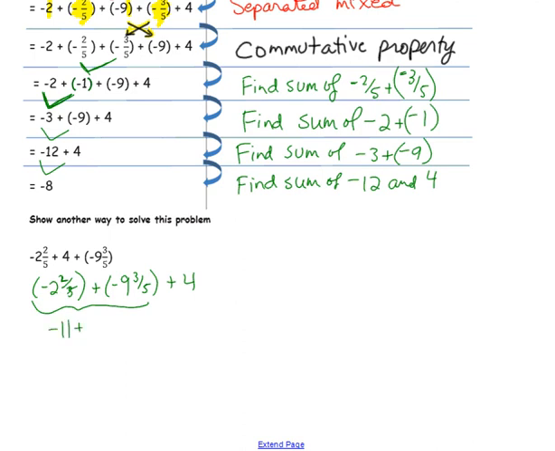Then I'm going to add my fraction parts. 2/5 plus 3/5 is 5/5. And remember, that's negative as well. And that gives me negative 12. Then I would add the 4. These are different signs, so you subtract, and the answer would be negative.